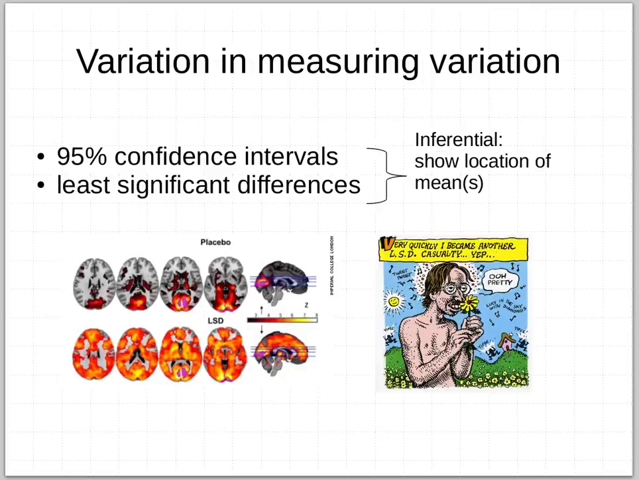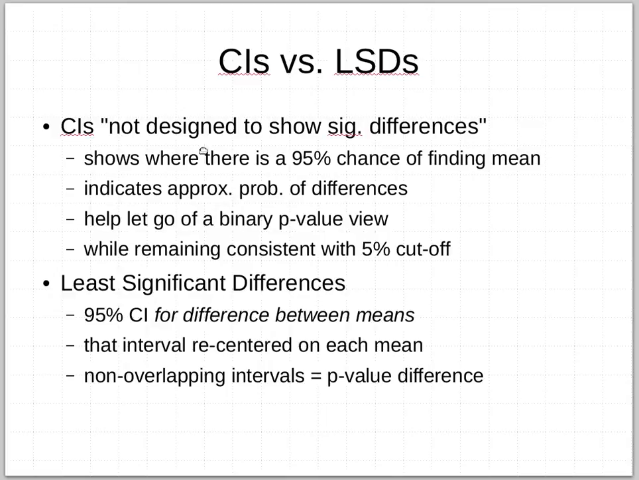Okay, so the confidence intervals can also be compared to the least significant differences, or LSDs as they're called. So these are also relevant for inference between means. The LSDs are even more directly related than confidence intervals, but there's some reasons why I think a confidence interval might be more appropriate. A confidence interval is, according to Hector's book, not designed to show significant differences. It really wasn't the intent to show something that corresponds to a p-value test between means.